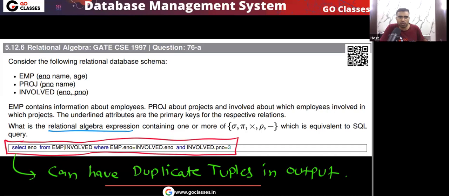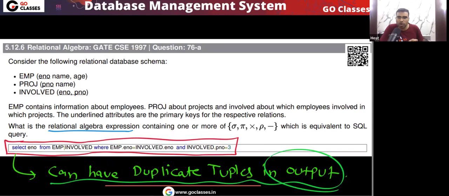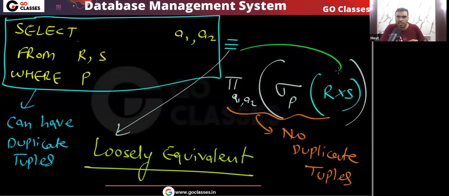So actually this question is a subjective question. Please notice, this was a subjective question in GATE 1997. So when you are writing your answer in this subjective paper, you can mention that this SQL query can have duplicate tuples in the output, but this relational algebra query will not have duplicate tuples in the output.